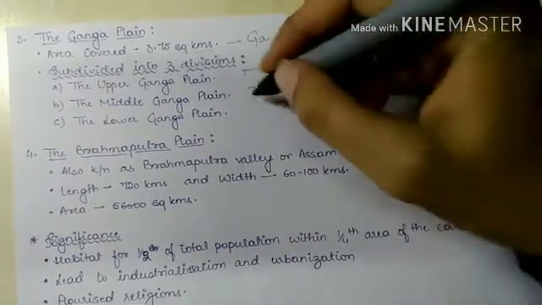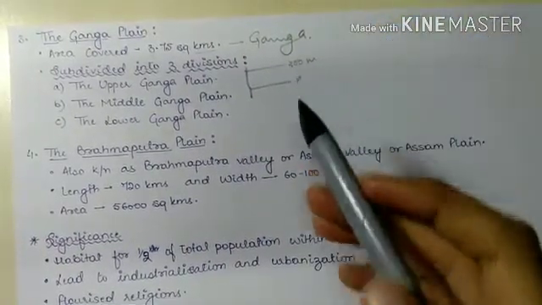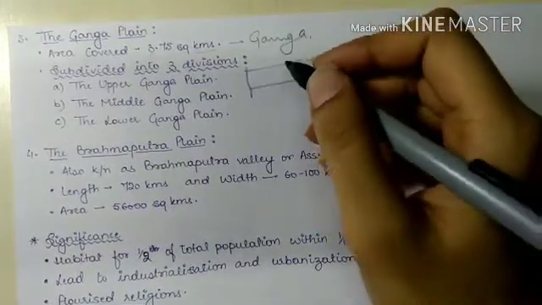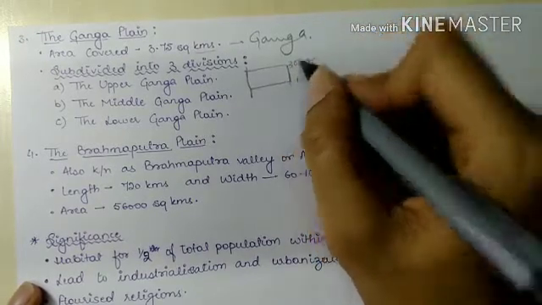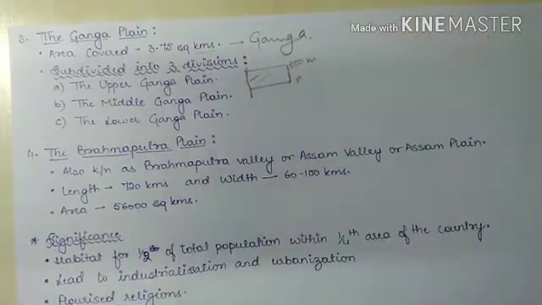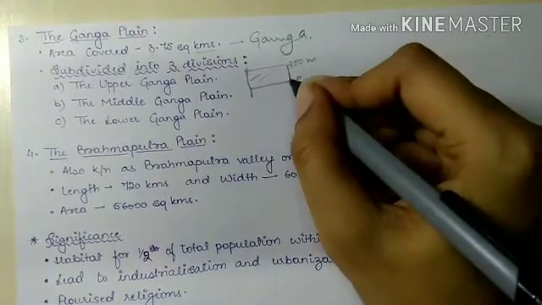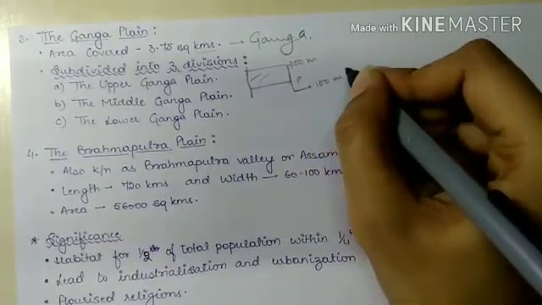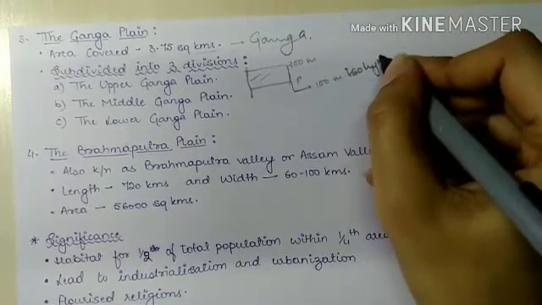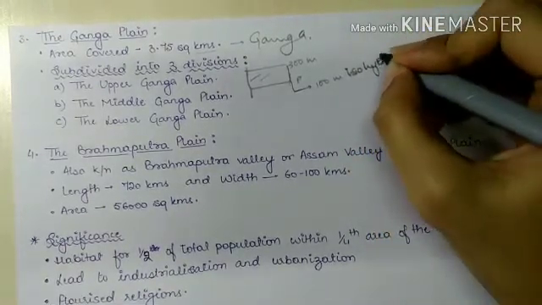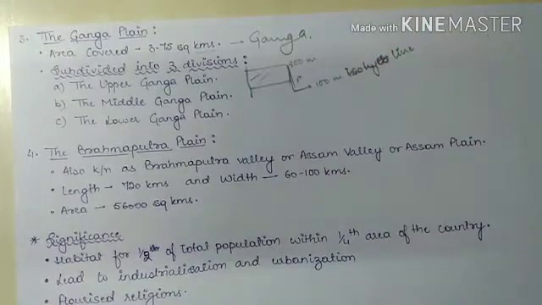Then we have Yamuna River in the west, and the eastern boundary is obscure, so it is a controversial topic. So this is the Upper Ganga Plain. Now some of the people consider the 100-meter isohyet line as its eastern boundary.